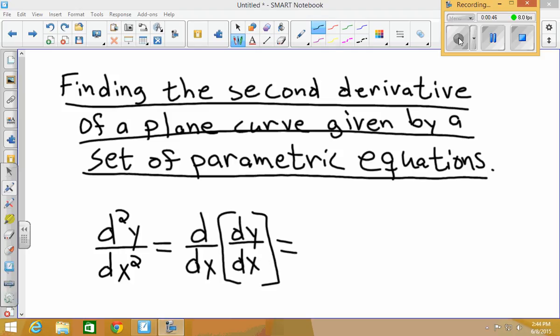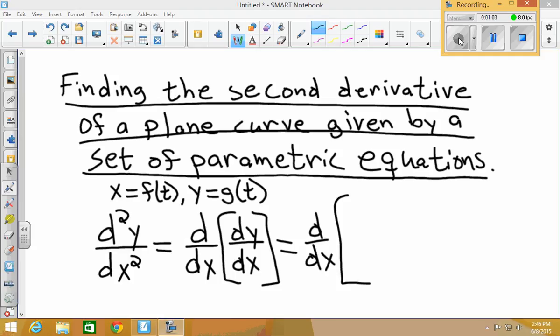Well, in the case of a set of parametric equations, say given x equals f of t, y equals g of t, remember that the derivative of y with respect to x can be found by finding the derivative of y with respect to t divided by the derivative of x with respect to t.